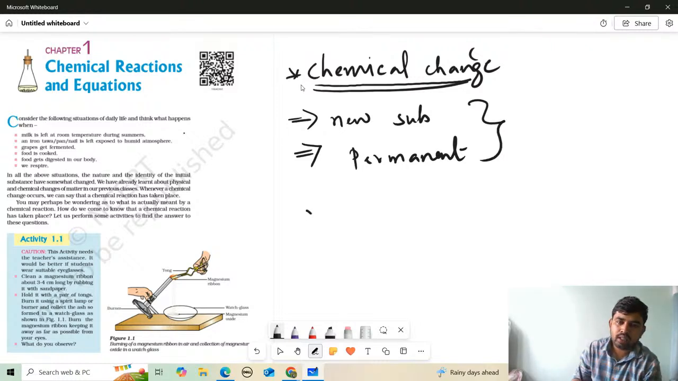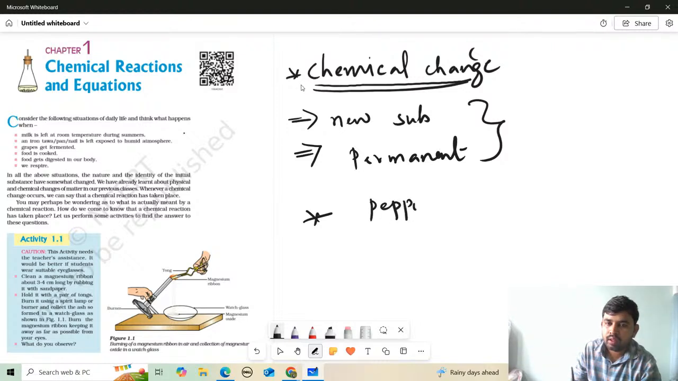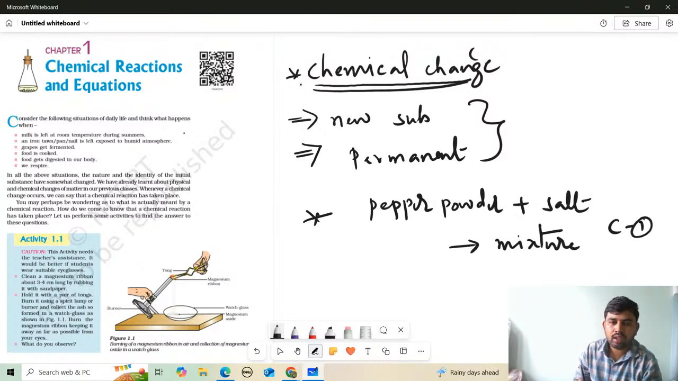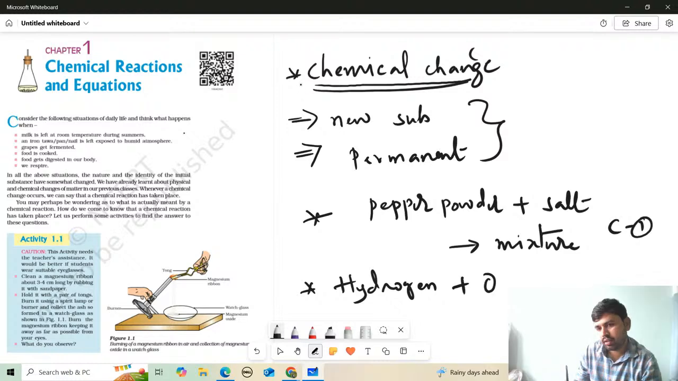So let me discuss an example. Suppose we take pepper powder and add salt to it. After mixing these two, we get a mixture. Just think of this as case one. Similarly, I will take the example of hydrogen gas, and I am going to burn this hydrogen gas. After burning, we get a substance called water. Just remember this.